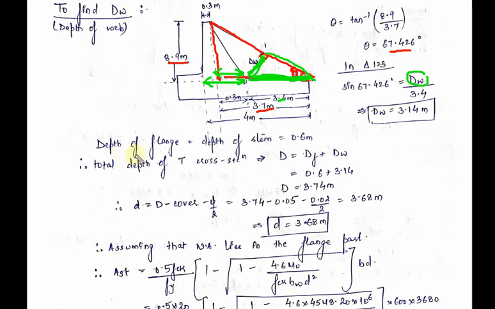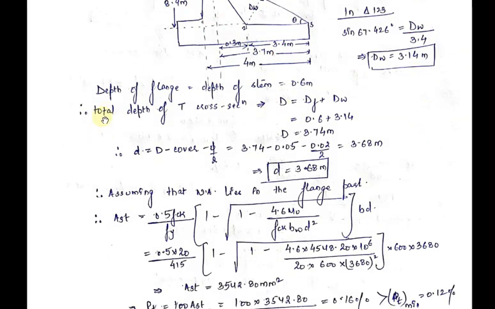Now the depth of the flange, the stem will act as a flange. Therefore, the depth of flange will be equal to the depth of stem. Now we will take the maximum depth of the stem, and the maximum depth of the stem is 0.6 at the base. So we will take the depth of flange as 0.6 meters. So the total depth of the T cross section will be depth of web plus depth of flange. If I add both the values, I will get the total depth of the T beam.